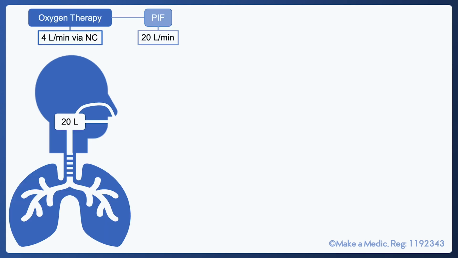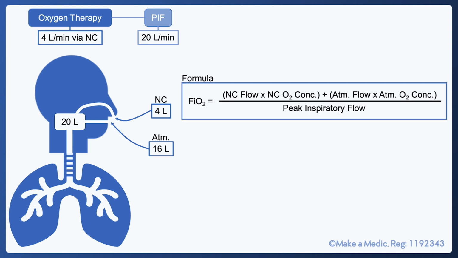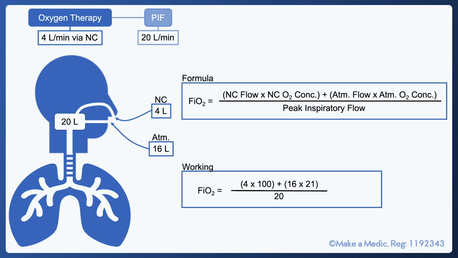Let's look at this another way. This is what is happening when Brenda has a nasal cannula on at 4 litres per minute. As her peak inspiratory flow rate is 20 litres per minute and the flow rate from the nasal cannula is 4 litres per minute, it means that she's getting 4 litres of 100% oxygen and 16 litres of room air at 21% oxygen. When you plug this into this formula, you will get an FiO2 of 36.8%. You don't need to worry about the specific calculations.